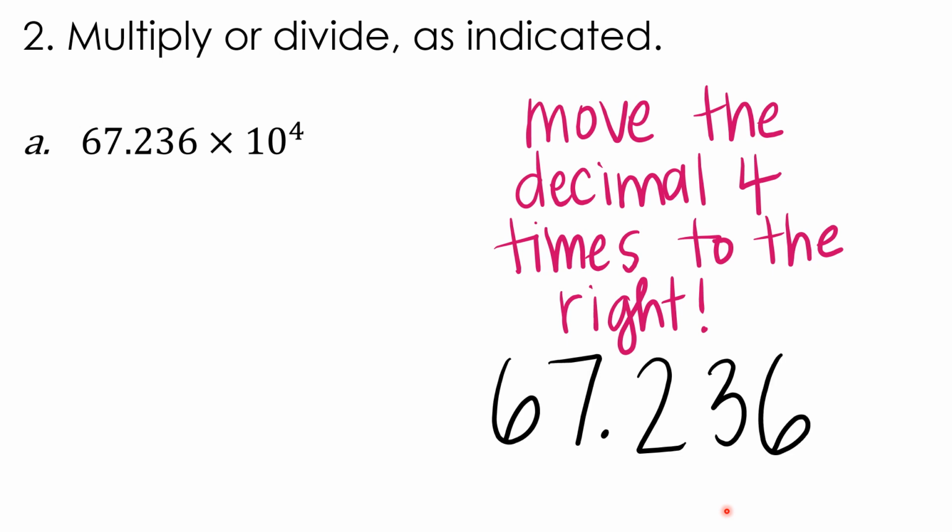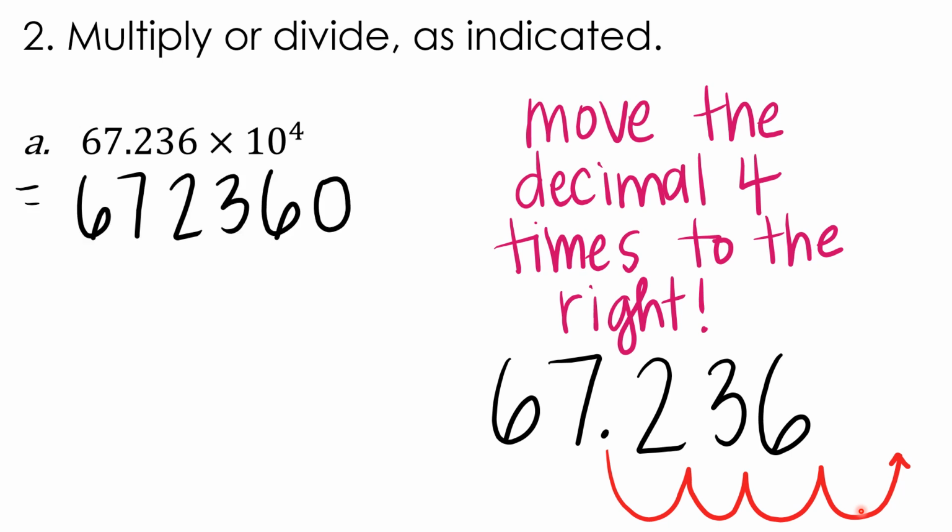Ready? 1, 2, 3, 4. Any blank spaces get filled in with a 0. So that decimal just moved, and that's 672360. Then you can go back in and add in your commas. That comma goes after the 2. So 672,360 is our answer there.